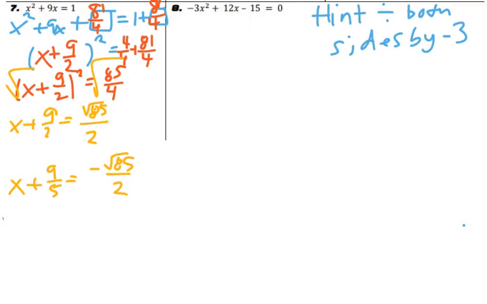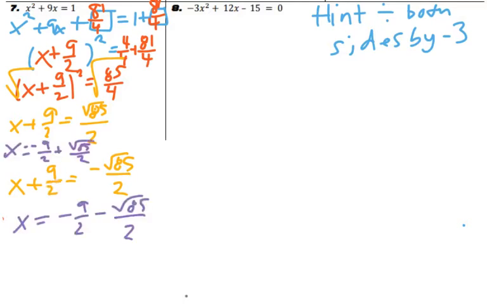Now all that's left is to subtract 9 over 2 from both sides. So since nothing is really going to simplify, we could actually just write this as negative 9 over 2 plus or minus the square root of 85 over 2. You could also have it written separately with a comma separating both terms.